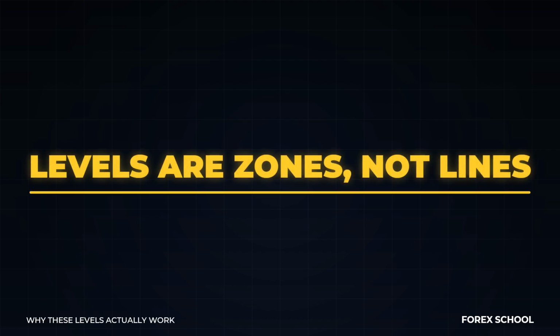This is the mindset shift. Support and resistance are not lines. They are areas where real orders live. Once you see levels as order zones rather than pencil lines, everything else in this lesson clicks into place.